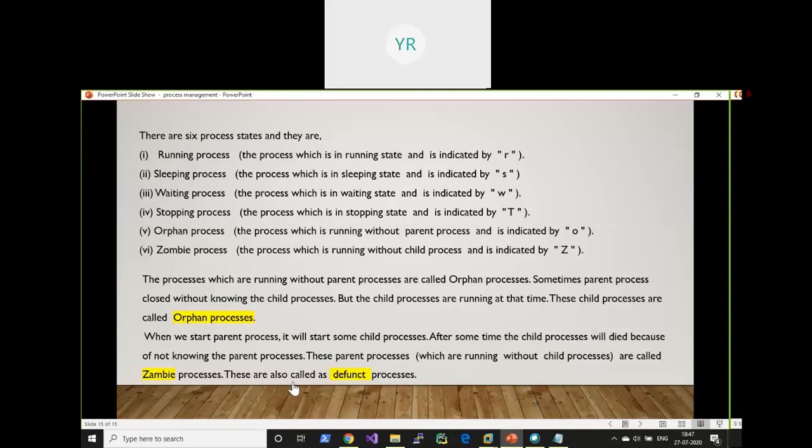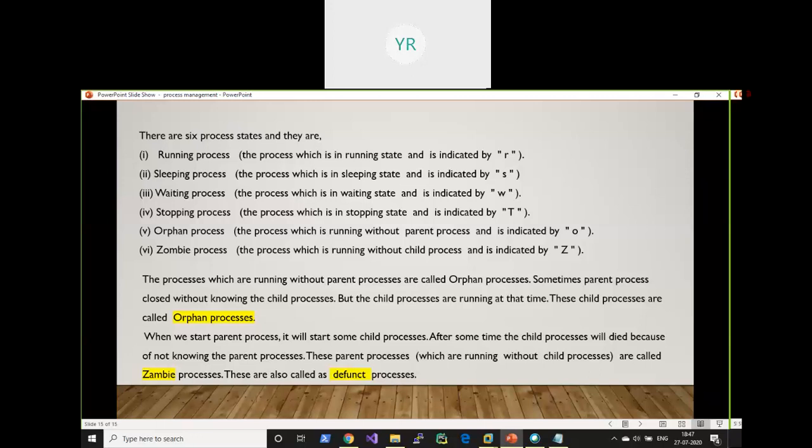Okay, those are called zombie and defunct processes. So these two are important, the zombie or defunct process and the orphan process. These are the different processes that are handled in Linux. So what are those? Running process, sleeping process, waiting process, stopping process, orphan process, and zombie process. Do some homework on those. Okay, that's about the top command.